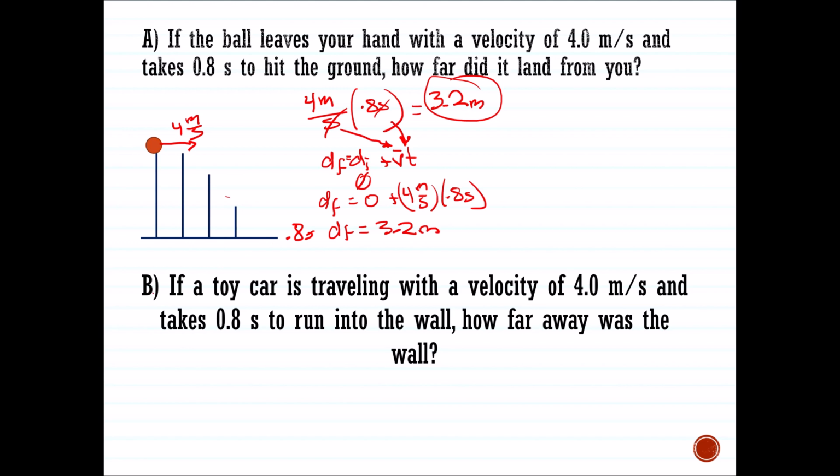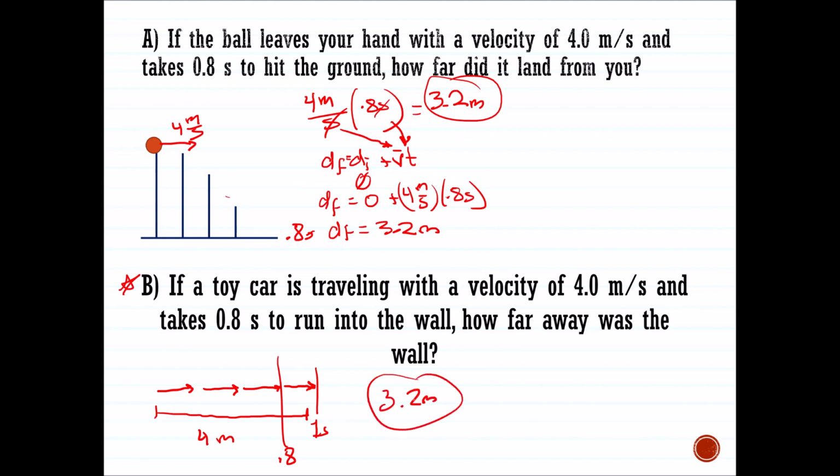Let's see if you get this concept. If a toy car is traveling with a velocity of 4 meters per second and it takes 0.8 seconds to run into a wall, how far away was the wall? I'm going to draw 4 vectors, each equal to 1 meter. So the car has traveled 4 meters in 1 second. And it takes 0.8 seconds to run into the wall. How far away was the wall? Well, it is still 3.2 meters.